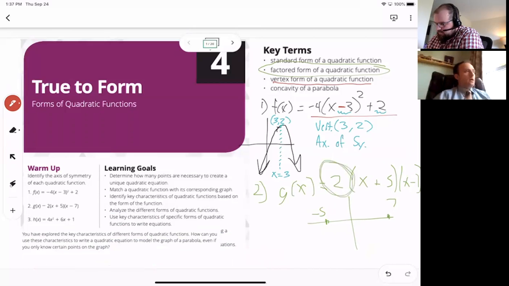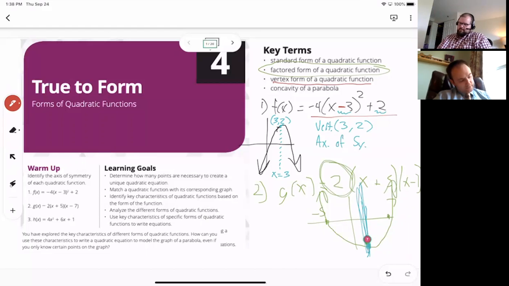Now, parabolas are symmetrical. So what you can do is simply go right in between -5 and 7. Back in geometry, you may have learned how to find the middle of two numbers. You just add them up and divide by 2. So -5 plus 7 is 2, divided by 2 is 1. So this point here is going to have an x value of 1. The equation of the axis of symmetry is going to be x equals 1.